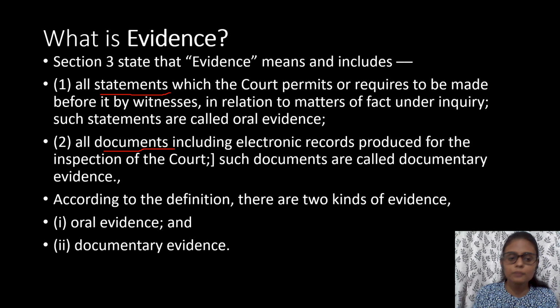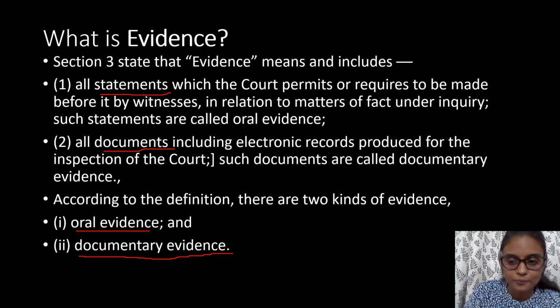All these are electronic evidences, and we would be reading in 65B how these evidences are admitted. According to the definition, there are two kinds of evidence. First, oral evidence. The second one is documentary evidence. But there is a catch here. It is not exhaustive. The kinds that section number 3 is defining are not exhaustive in themselves.